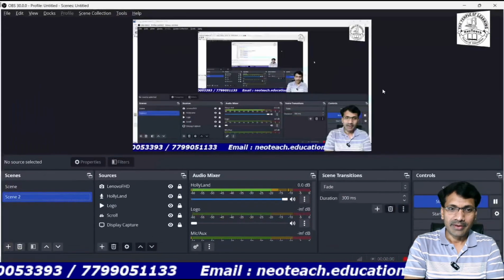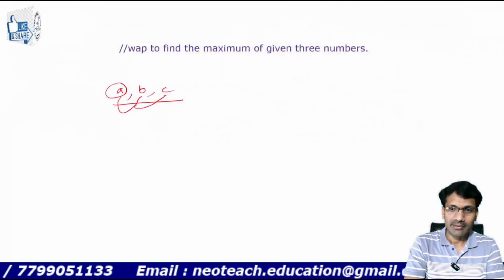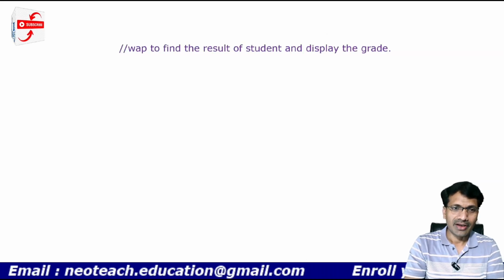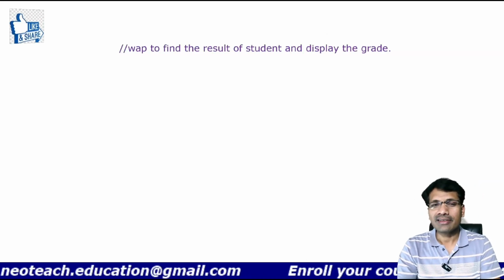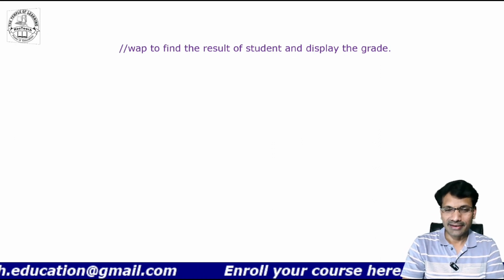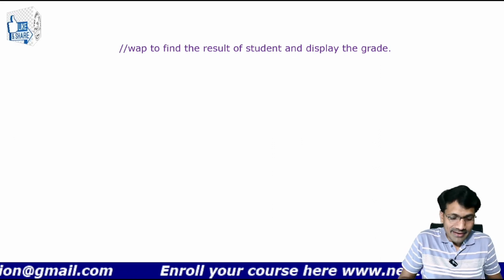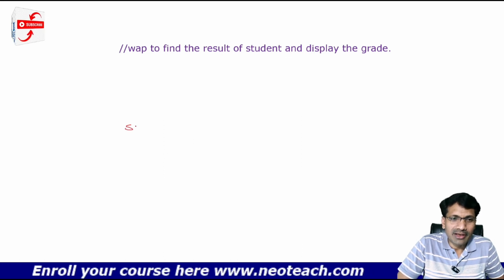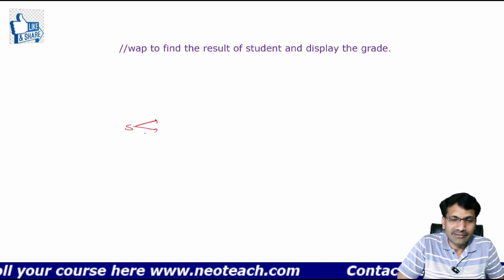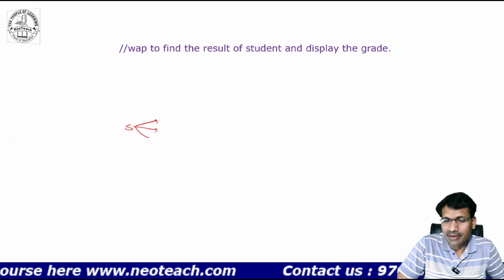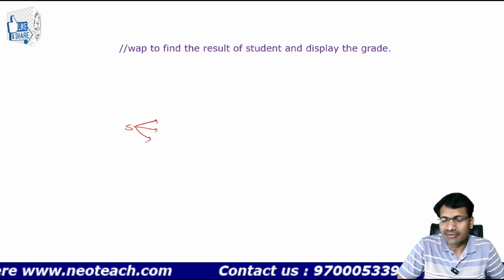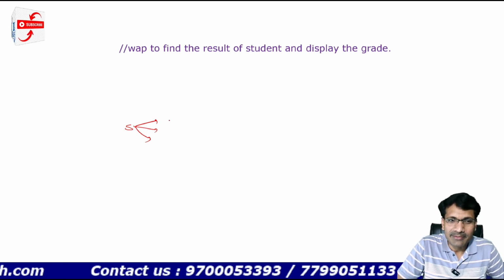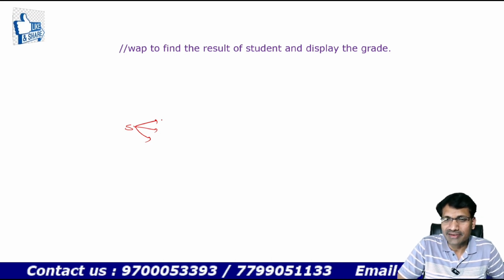Now let me move to another program, right? Write a program to find the result of a student and display the grade. Okay. So, what is the main scenario here? For example, we consider a student appearing for intermediate, where 5 subjects are there. So, marks 1, marks 2, marks 3, marks 4, marks 5. For example, optionals I am taking here are MPC, maths, physics, chemistry.